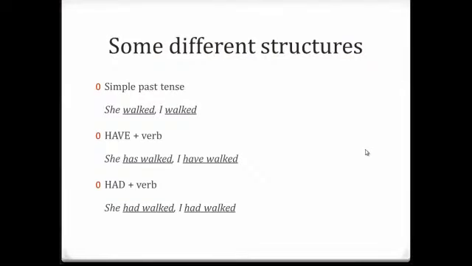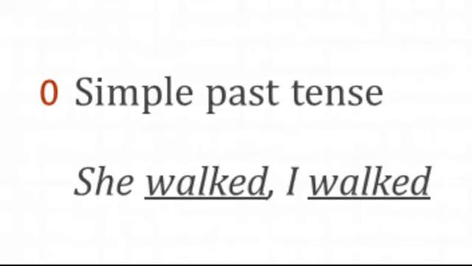The past tense can be expressed in many different ways. In this lecture I've included 3 different ways of saying that something happened in the past. Now the first one is the simple past tense. The examples I've included are she walked, I walked, and this is the verb to walk.